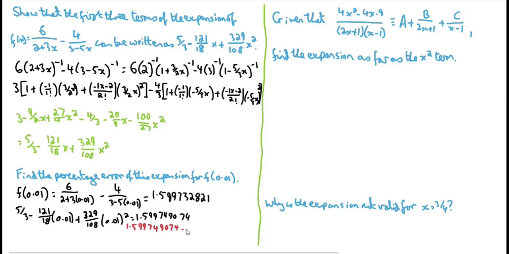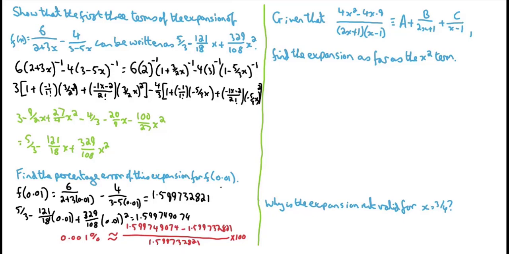So 4.90 1.59974 minus 1.599732821, all over that other one, so the 1.599732821, times by 100, and this gets us a percentage error of 0.001%. This expansion, at least for when the x value is 0.01, is 1/1000th of a percentage off from the actual value.